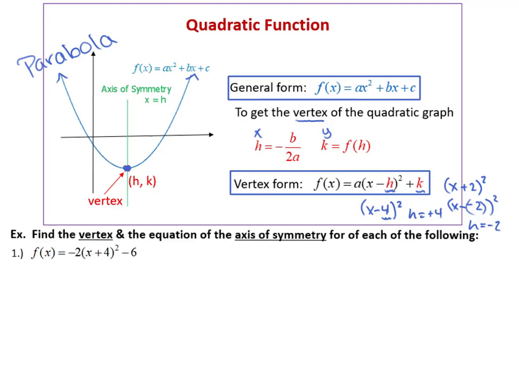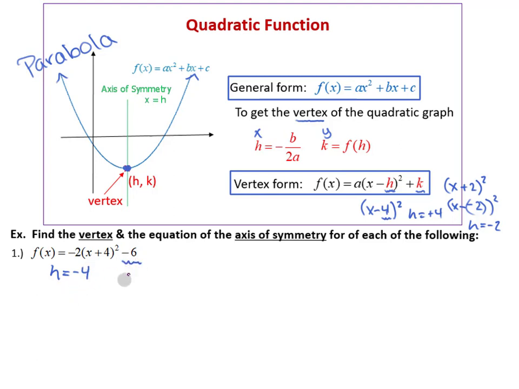Okay, so let's try some examples here. It says, find the vertex and the equation of the axis of symmetry for each of the following. So our first one, I noticed that this is in the vertex form. They've given me this nice form with h and k visible, so this should help me find our vertex pretty easily here. Okay, so remember that we're looking here to get h in our quantity squared, but h is the one that's kind of the opposite of what it appears to be. So here h is actually negative 4.